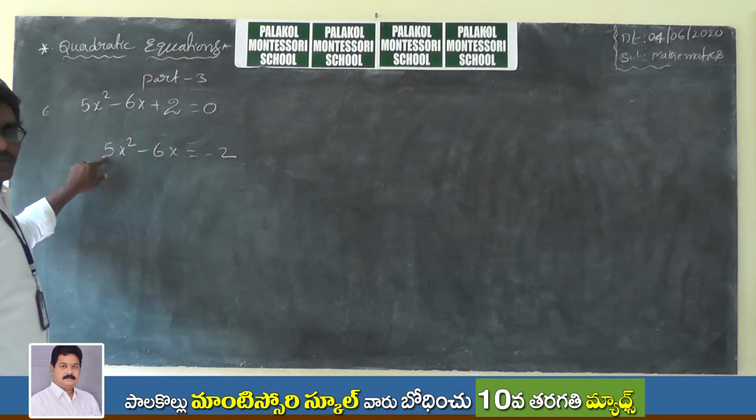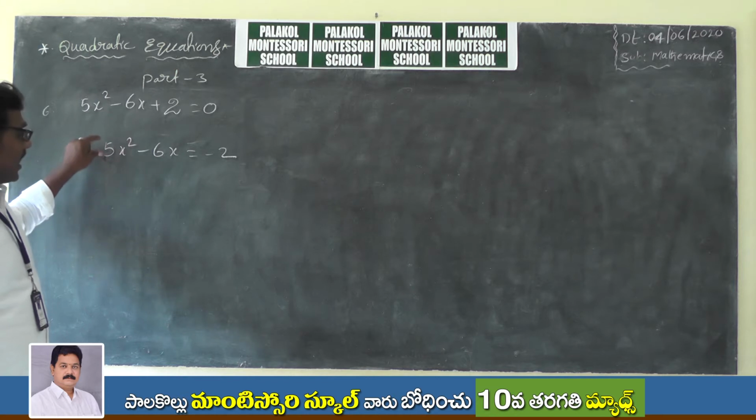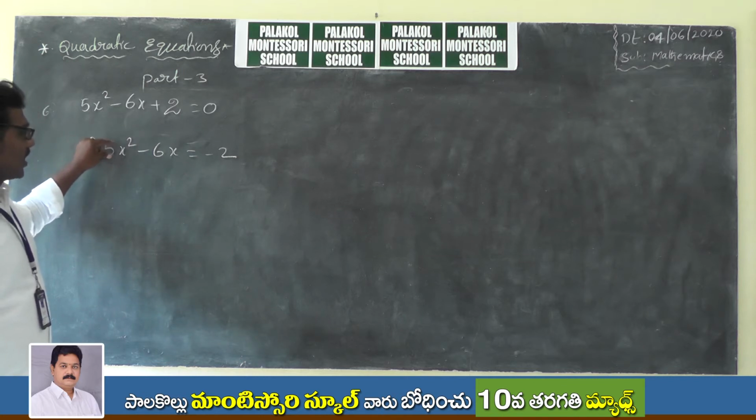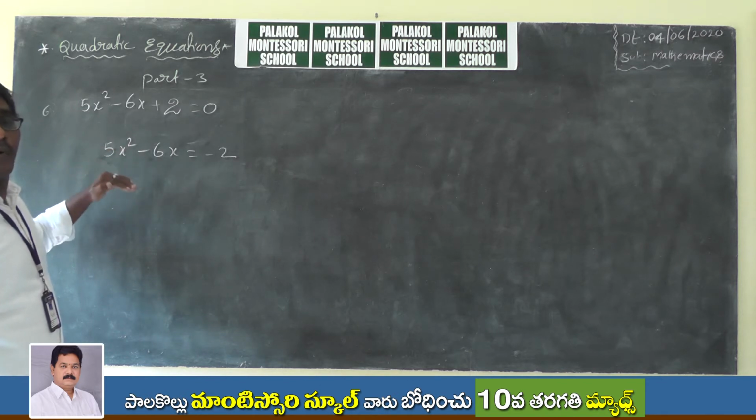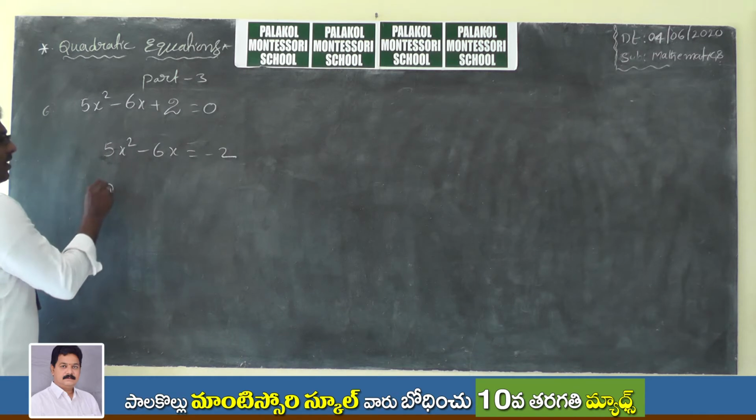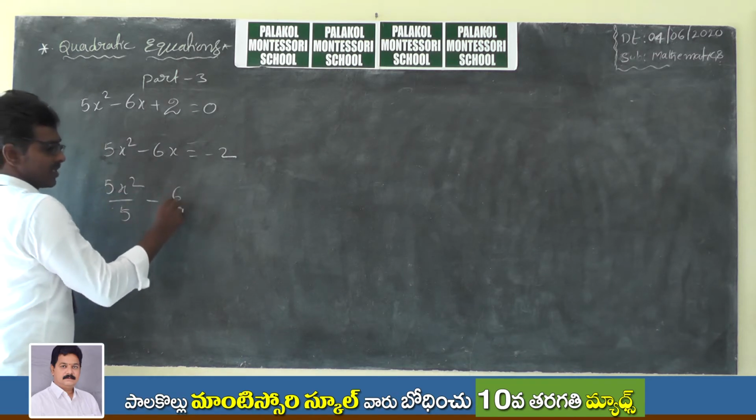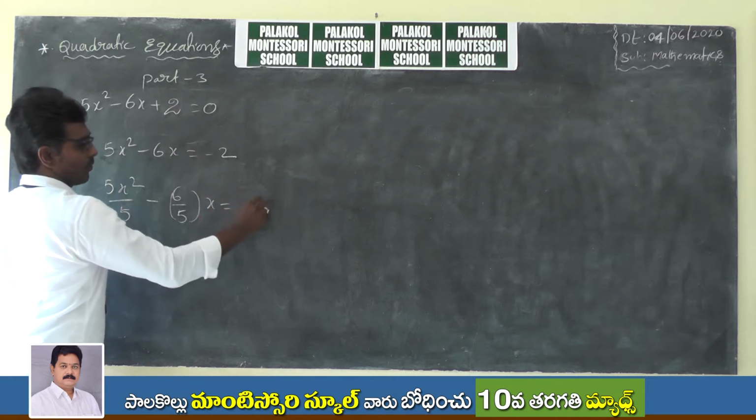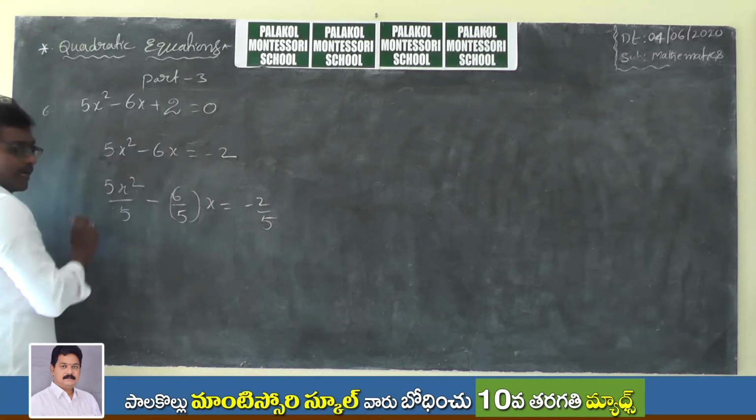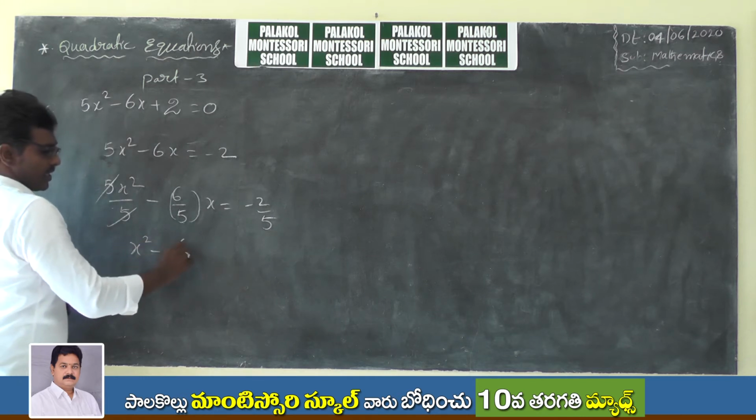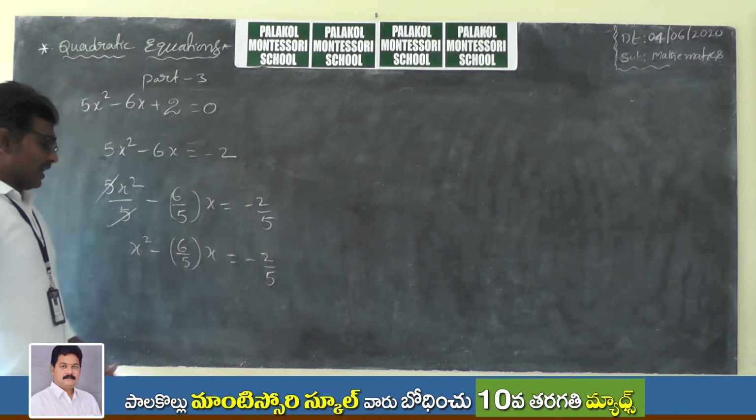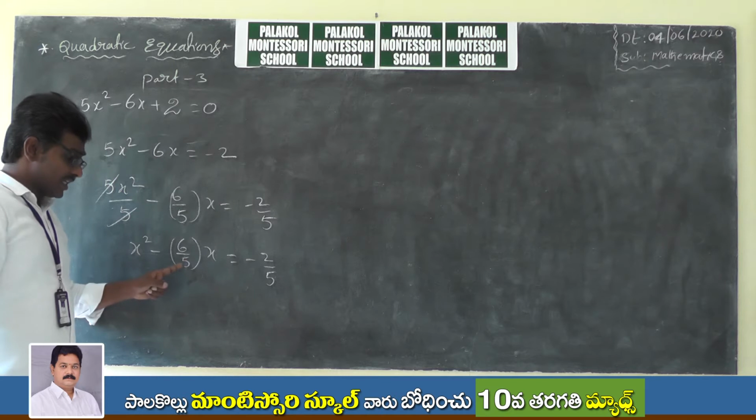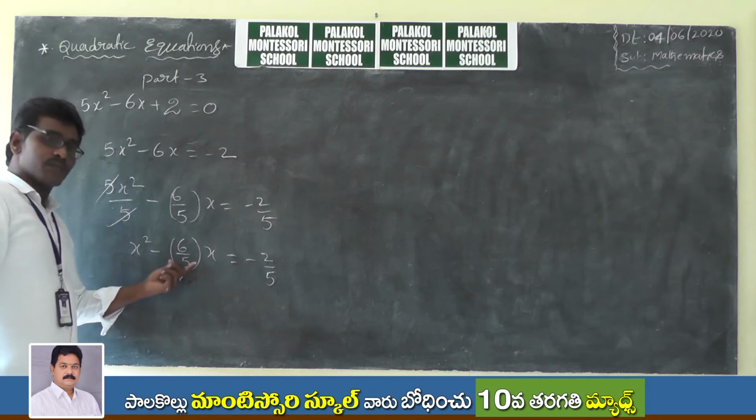Here, is the x square coefficient 1 or another number? You check it. It is another number. What number? 5. So all terms are divisible by 5. Why? To change this equation into a monic quadratic equation. So 5x square by 5 minus 6 by 5 of x is equal to minus 2 by 5. All terms are divisible by 5. This cancels, giving x square minus 6 by 5 of x is equal to minus 2 by 5.